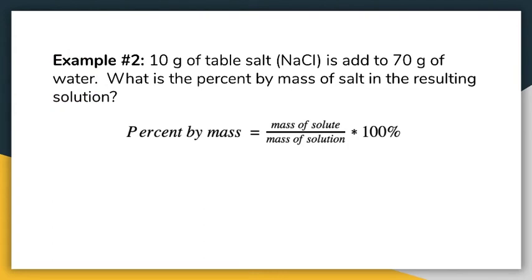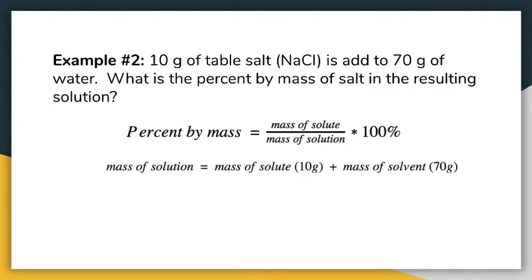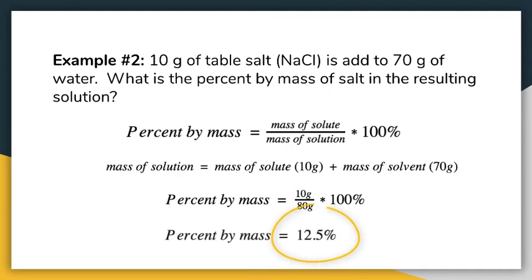The mass of the solution is the total mass of the solute and the solvent. In this case, we have 10 grams of table salt, the solute, and 70 grams of water, the solvent. Together, that gives us the mass of 80 grams for our solution. So in the equation, we're going to have 10 grams of solute over 80 grams of solution times 100. When we solve this equation, we have a 12.5% by mass solution of salt water.